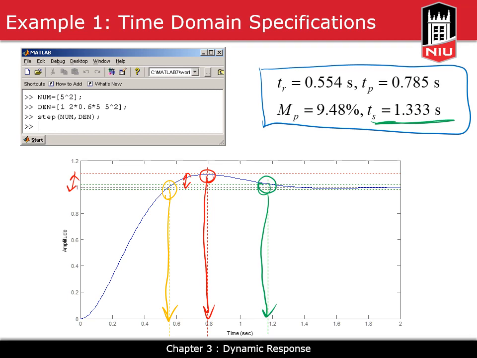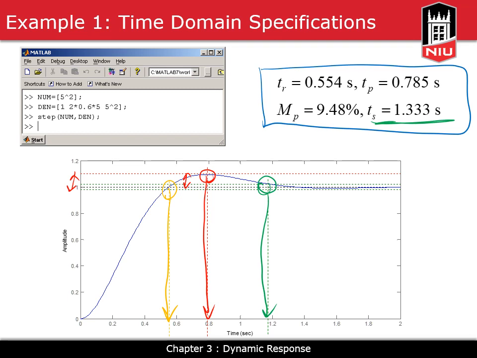Also, remember that when you're using MATLAB, if you want to find the exact times that these happen, you can use the data cursor and click on your response wherever you want, and it will give you the exact values, so that way you don't have to guess like what I did here, and you can get more accurate answers. Also, there is a command that you can use, stepinfo. After you run the step command, you can run stepinfo, and that will give you the settling time and rise time and everything else, all the specifications of the step response.